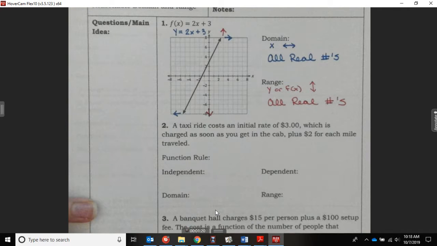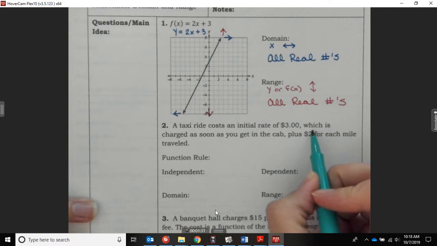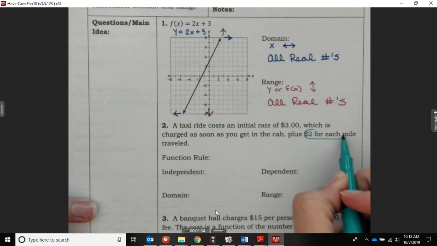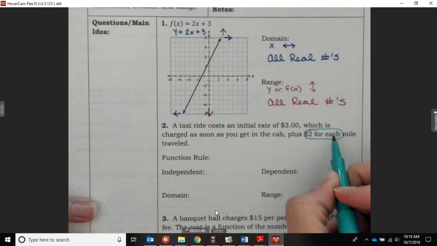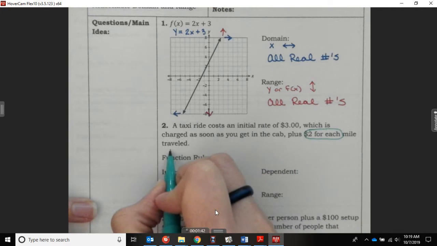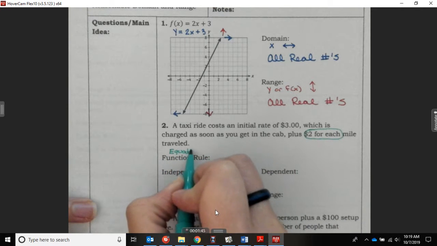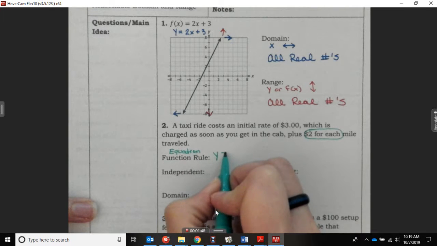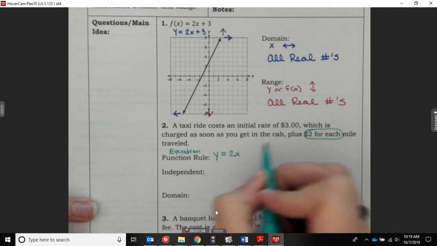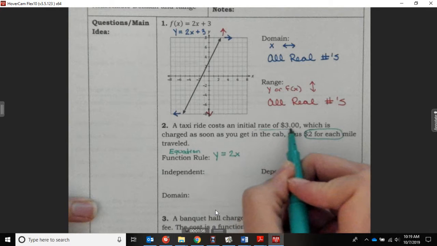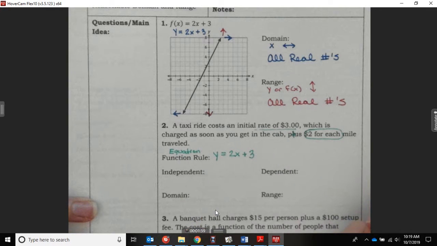And then if I look at number 2, it says a taxi ride costs an initial rate of $3, which is charged as soon as you get in the cab, plus $2 for each mile traveled. So this goes back to writing equations from the beginning of school. $2 for each mile. That's your multiply word. That means you're going to multiply by x. And so my function rule is just a way of saying what's the equation. And my equation is y equals, and it's saying we pay $2 for each mile, so 2x, plus we had an initial fee of $3, so plus 3.